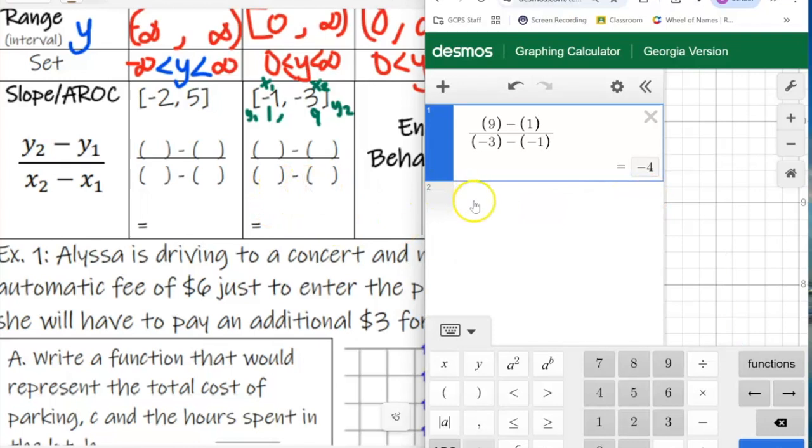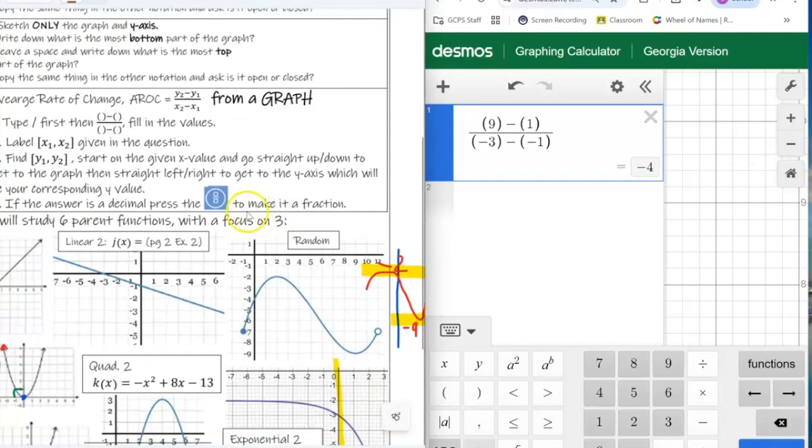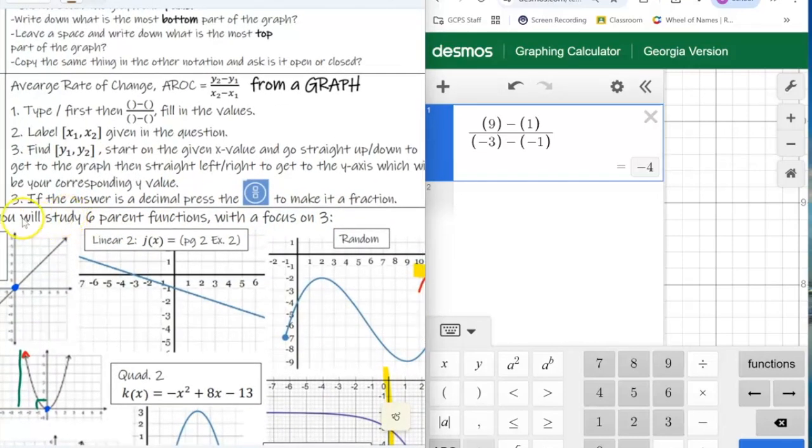So my average rate of change, and we're just going to make sure that you also copy it here because I obviously don't see your calculator when you bring me the notes. So make sure you transfer your numbers over. So this is -4. The average rate of change for this interval is -4. And then it does have one more note, and I'm going to talk about this just in case yours has this. If the answer is a decimal, press the fraction bar to make a fraction.